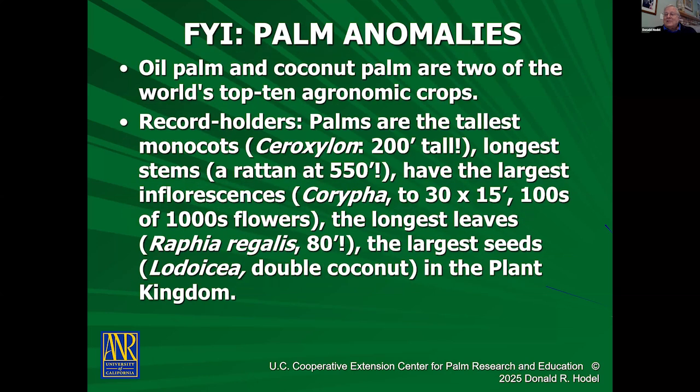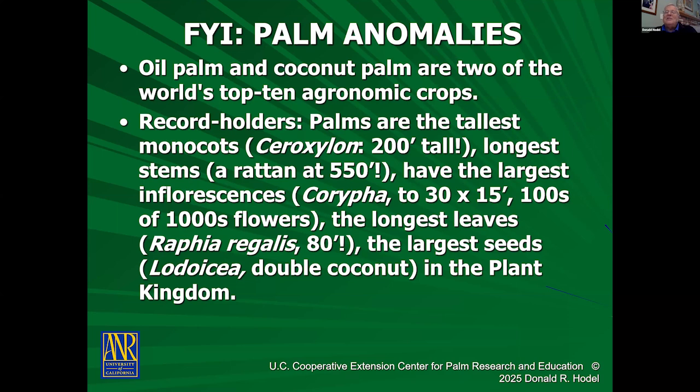And if you'd like to impress somebody who's significant in your life later today or on Valentine's Day, you can tell them that the oil palm and coconut palm are two of the world's top 10 agronomic crops. Or how about this? Palms are the tallest monocots. A species in South America called Ceroxylon grows to 200 feet tall. Or the longest stem, a rattan. You know, if you sat in some rattan furniture, you're sitting on a piece of furniture that's made from palm stems. They've pulled a rattan out of the canopy in Southeast Asia that was 550 feet long.